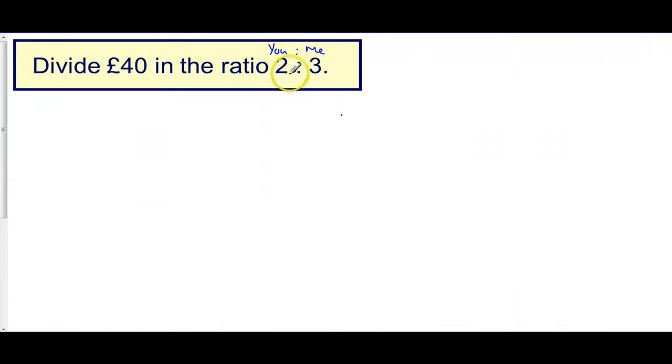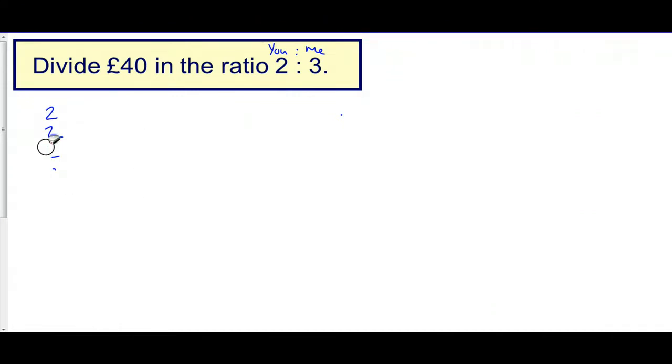So that means we could count up. So I could go 2 for you, 3 for me, 2 for you, 3 for me, and keep going until I get to 40. And I'd get there eventually, because this one goes up in 5s. There's a better way of doing it than that. There's a quicker way.